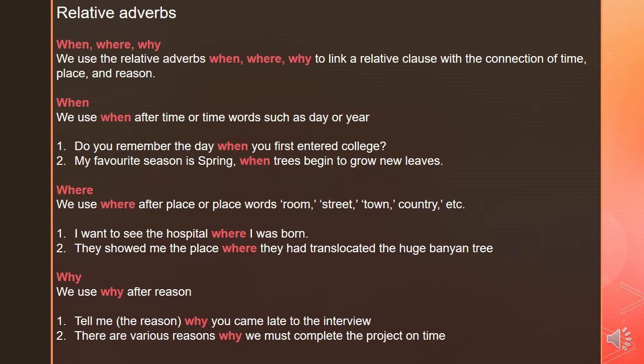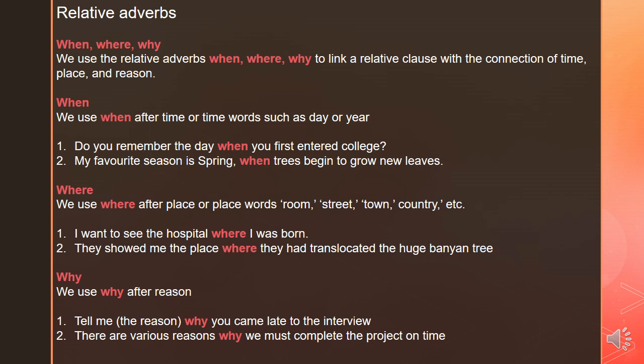Well, what is a relative adverb? If you remember, in our previous class, we learnt about relative pronouns, how relative pronouns help relative clauses function in a better way. In the same manner, relative adverbs also help. You see, it's so simple.